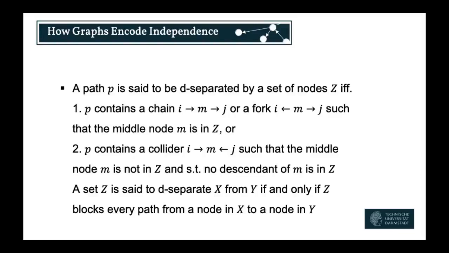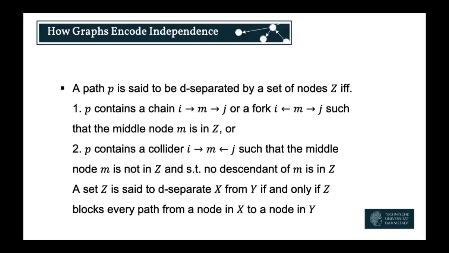And the other condition is the collider. So there's chain and fork, and then there's collider. For a collider, the middle node is not in Z, the exact opposite. But also no descendant of this middle node should be in Z.